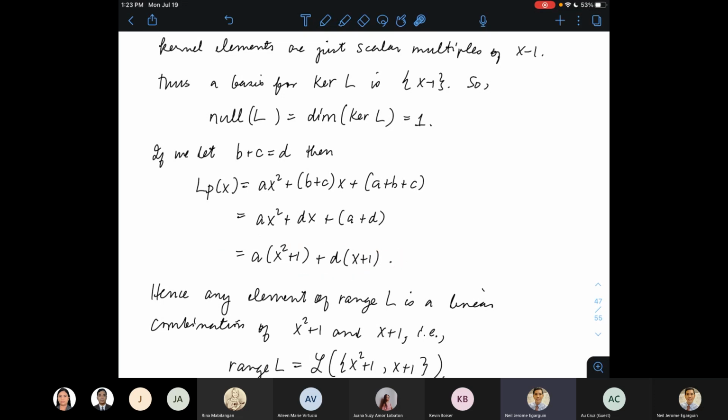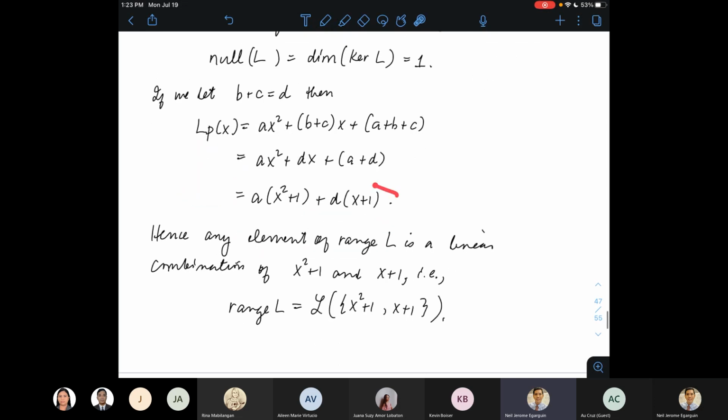And why do I like to look at elements of the range to be of this form? Well, because at this point, it's clear that any element of the range is a linear combination of x squared plus 1 and x plus 1. So my candidate for the basis would be x squared plus 1 and x plus 1. Kasi I am sure that the range is the set of all linear combinations of x squared plus 1 and x plus 1. Alright? Kasi napakita natin na lahat ng elements ng range ay linear combination lamang ng x squared plus 1 at x plus 1.